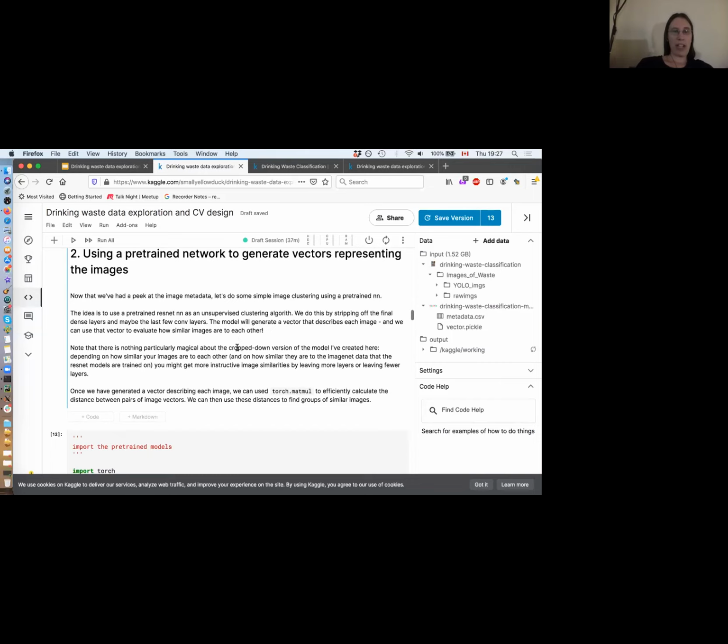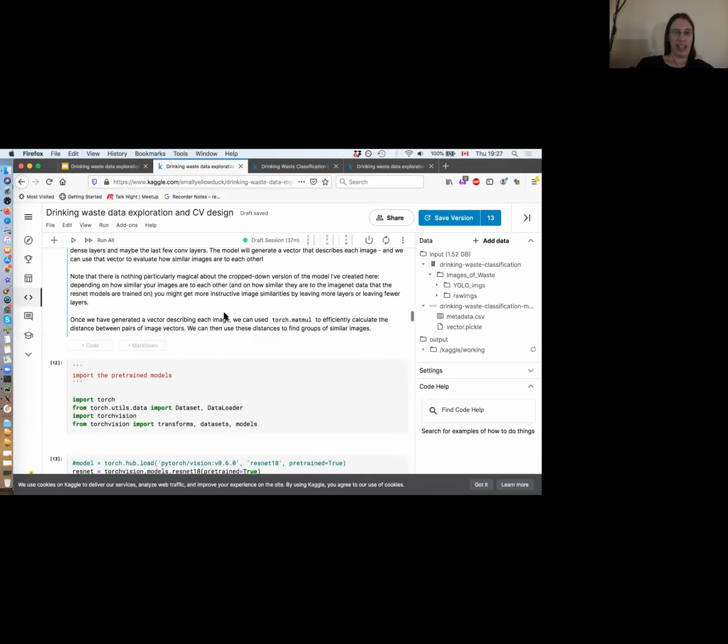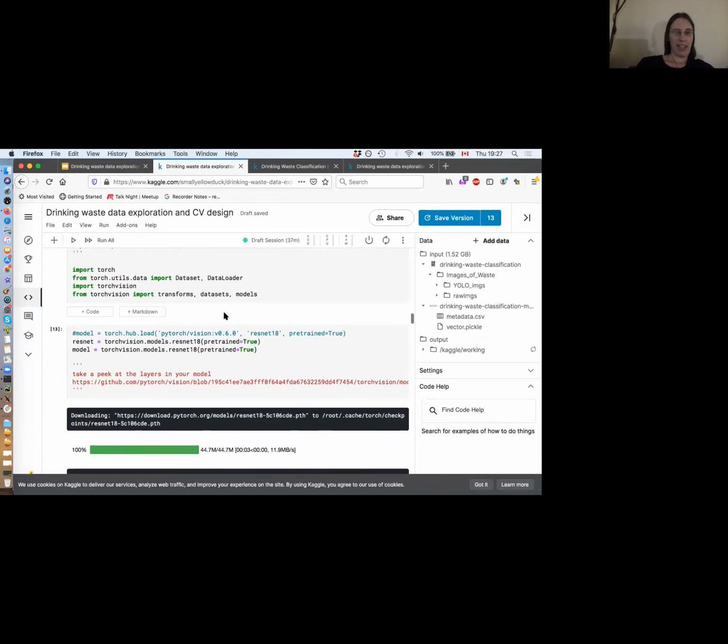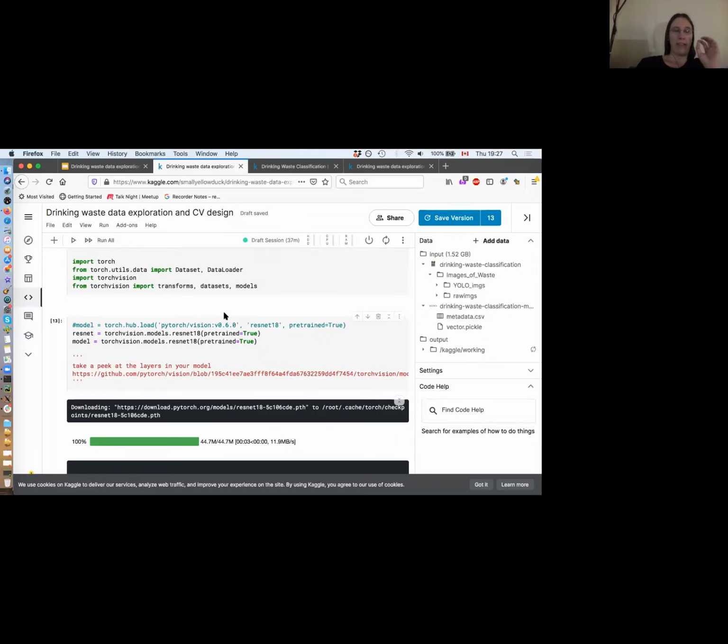So we want to use this pre-trained algorithm to generate the vectors so we can do some clustering. And the idea is that for similar images, the vectors representing those images are going to be more similar to each other. They're going to be closer in space than the vectors representing images that are different from each other.